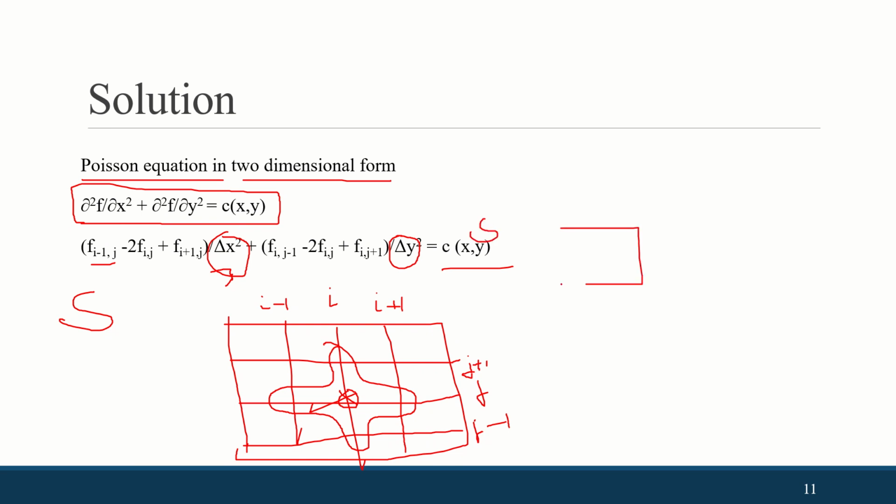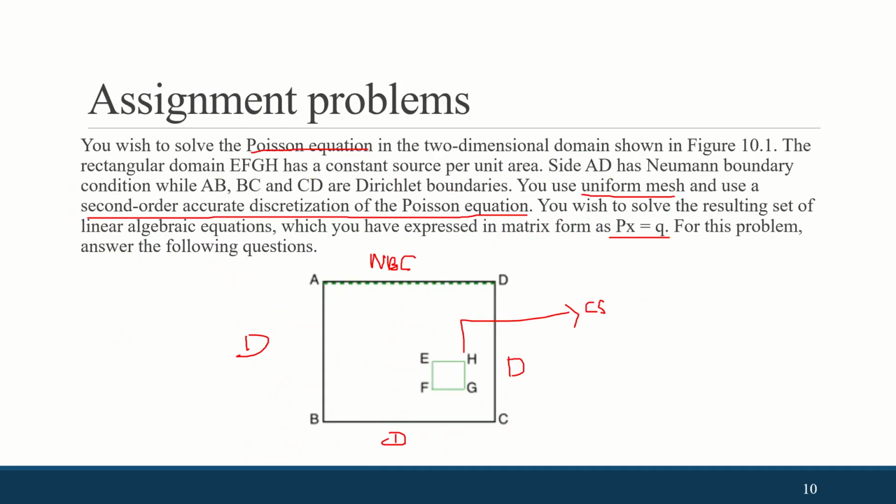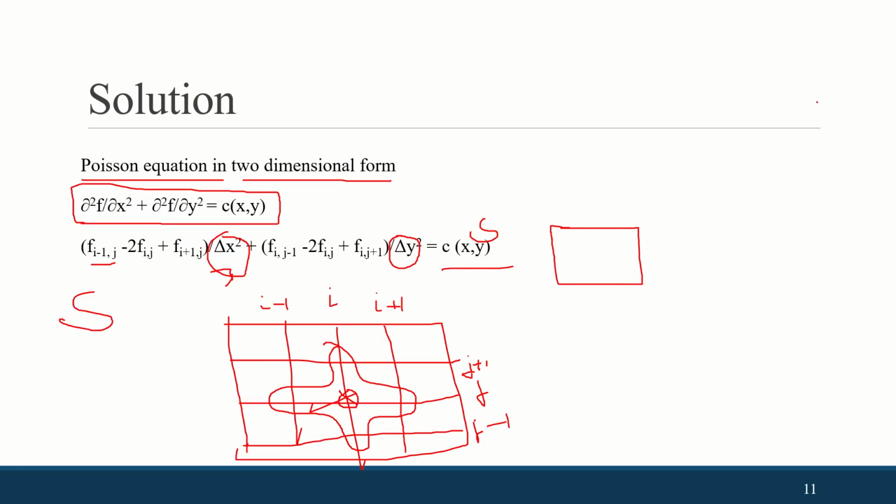In the EFGH, it is given that we have a constant source per unit area. Therefore, this one remains a constant in the EFGH. Constant source for EFGH. That is, we are having one big domain. Inside it, we are having a small portion EFGH, which is having constant source.